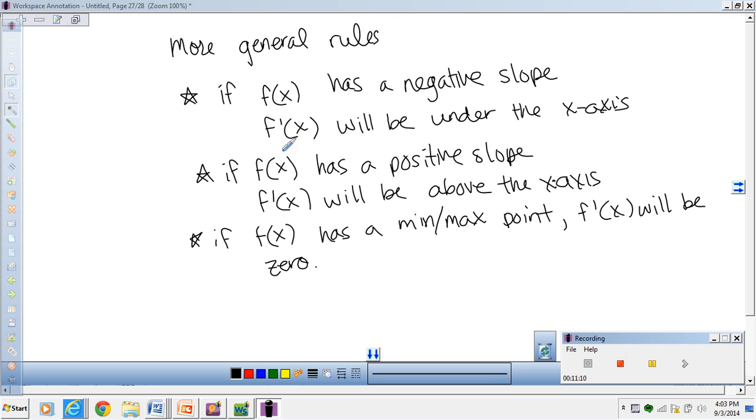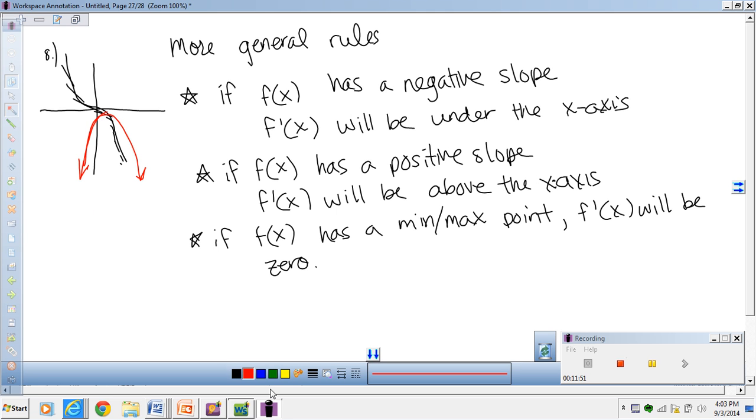So here are some more general rules. If your function has a negative slope, then your derivative will be under the x-axis. If your function has a positive slope, then your derivative will be above the x-axis. And if your function has a minimum or maximum point, your derivative will be 0 at that point. So like on number 8, we saw that it had nothing but negative slopes all over the place. That's why my derivative was under the x-axis.